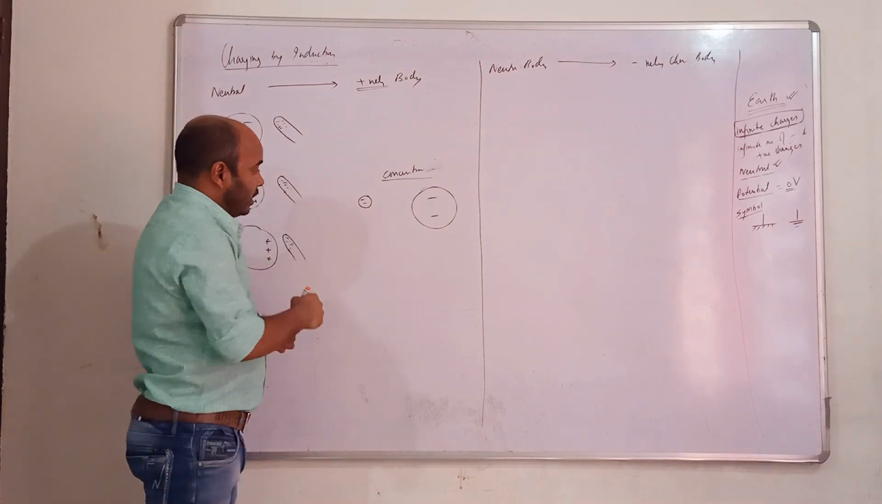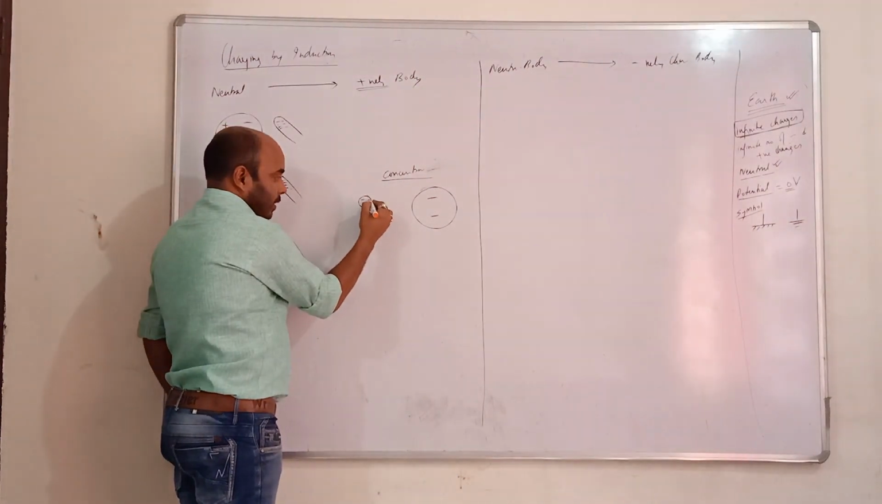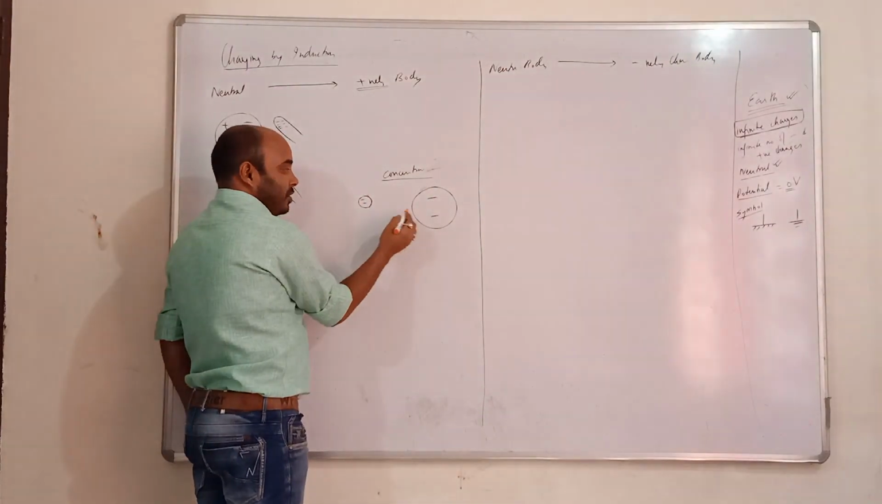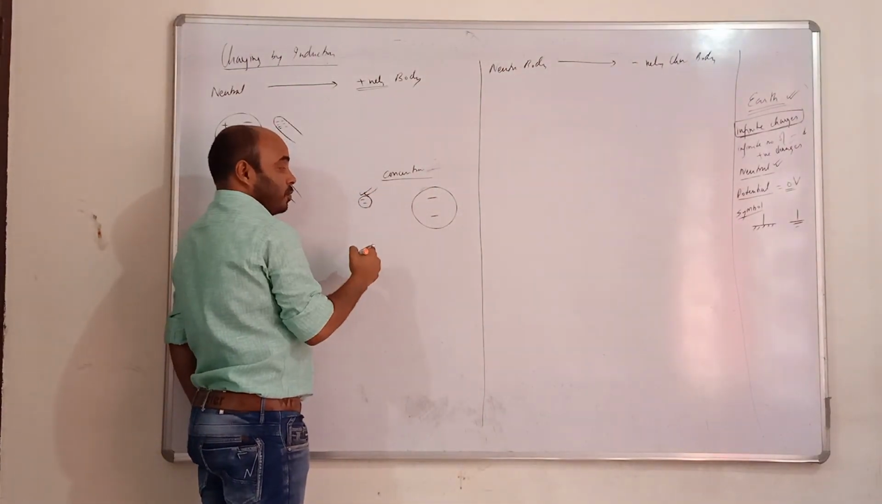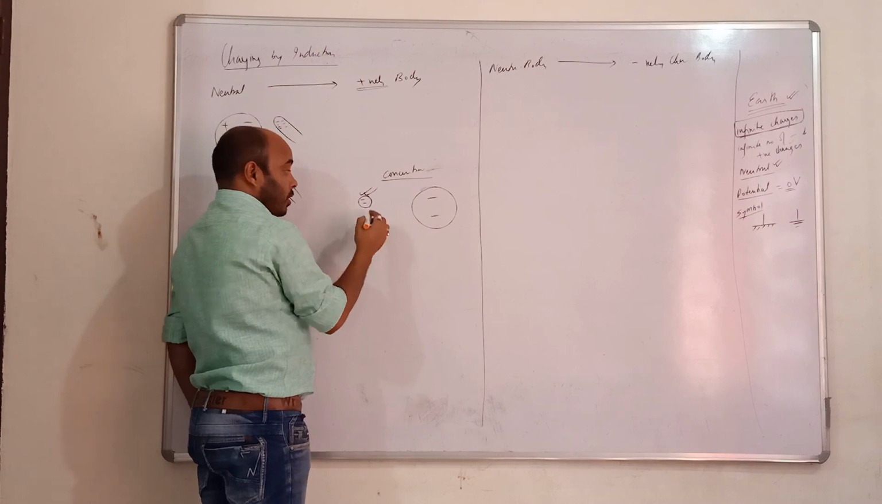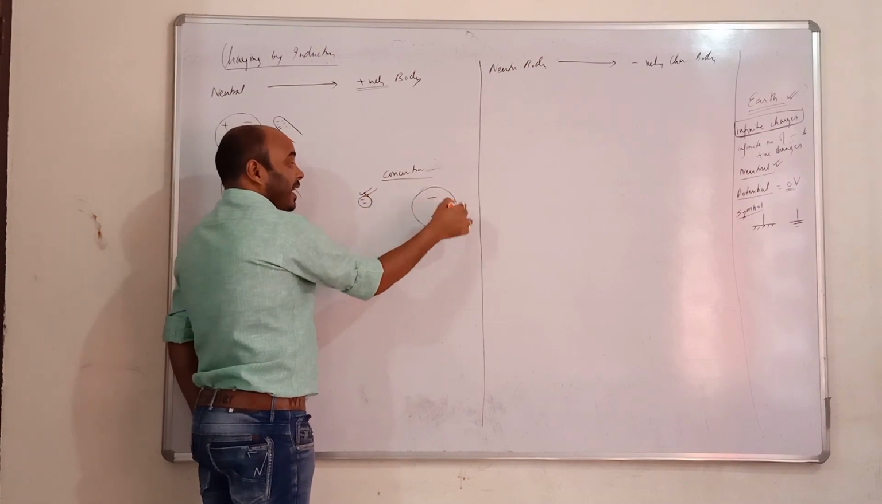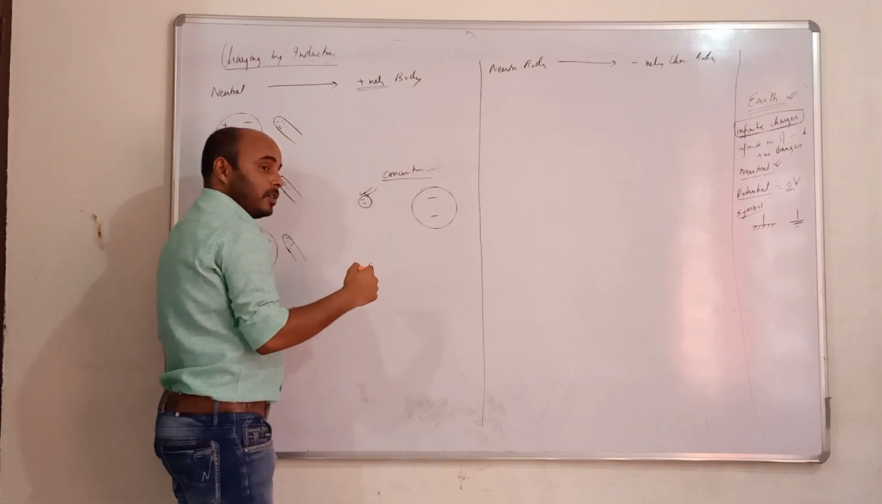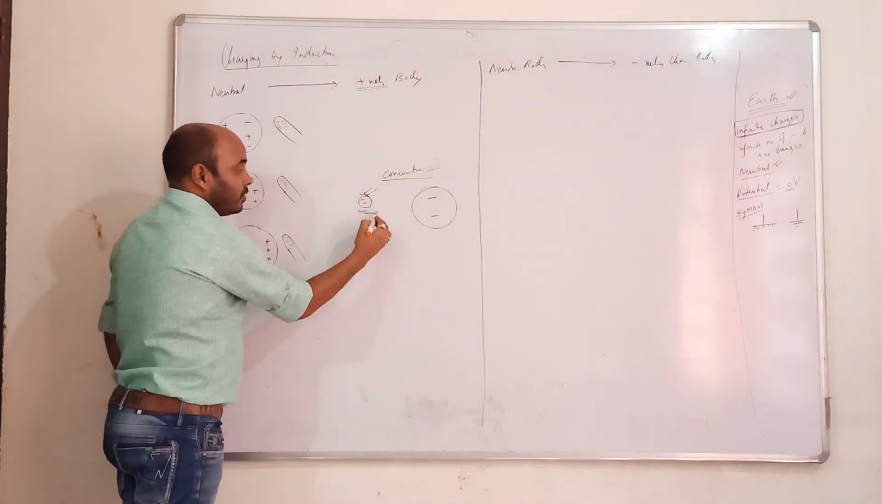Here, see, in this small circle we have 2 electrons. In this big circle we have 2 electrons. Where is the concentration more? Here the concentration is more, because in the small area we have 2 electrons, and here is the big area. So the number of electrons is the same in both. Understood? So here the concentration is more.